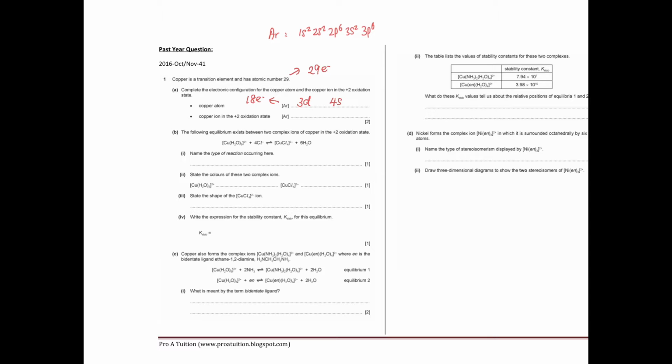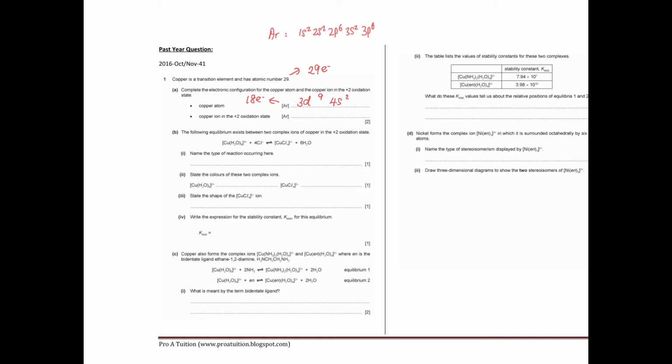Okay, so copper. Imagine 29 minus 18, we still have 9. So if we follow the normal way, we should fill up 4s first. So you fill up 2 electrons in 4s, then just now we said we have 9 electrons, right? After using 2, we still have 7. Actually, 29 minus 18 is 11. So 11 minus 2, we still have 9. So if we follow the conventional way, it will be 3d9 and 4s2.